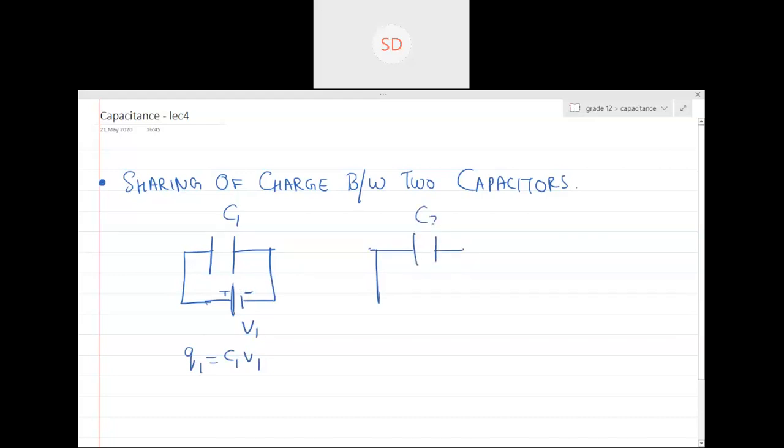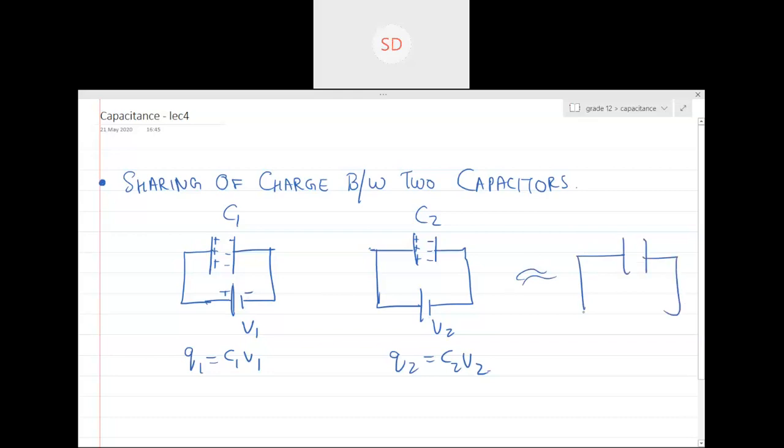There is another capacitor which is charged to, let's say, V2. So can you see the charge on individual capacitor is basically Q1 will be equal to C1 V1, and Q2 will be equal to C2 V2. Yes or no? Yes, sir. Now I disconnect these capacitors from these batteries and connect them together.